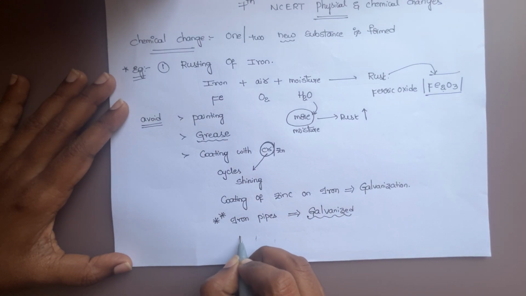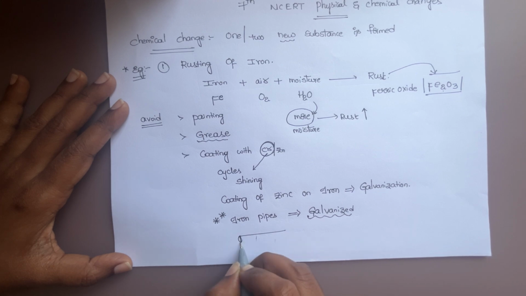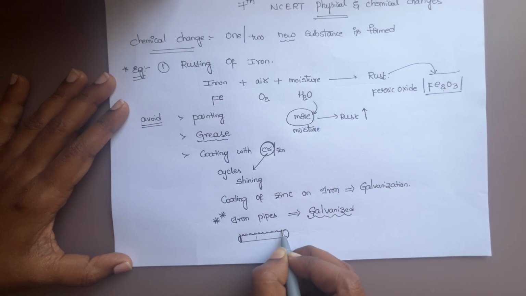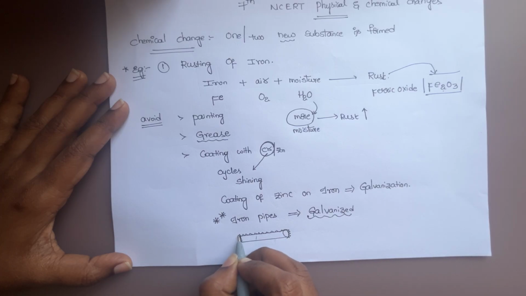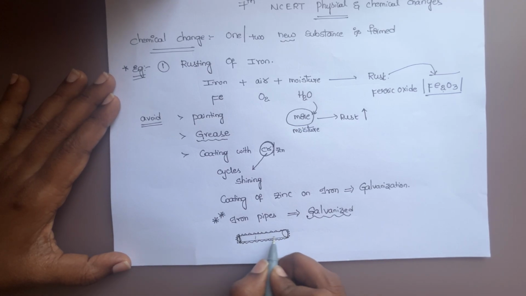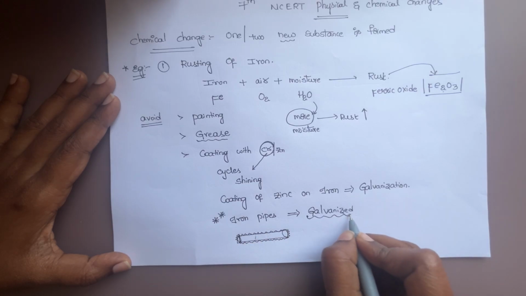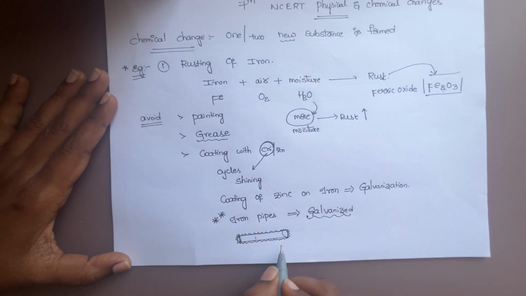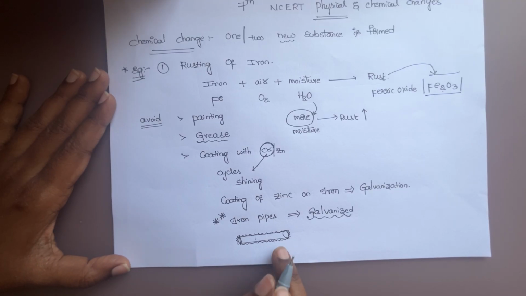This process is nothing but coating. If we take a pipeline, what happened above this? We are coating zinc metal, like nail polish. Liquid zinc is spread all over the iron. Then the iron is covered with zinc. The resultant iron pipeline is called a galvanized pipeline. This is also very important.